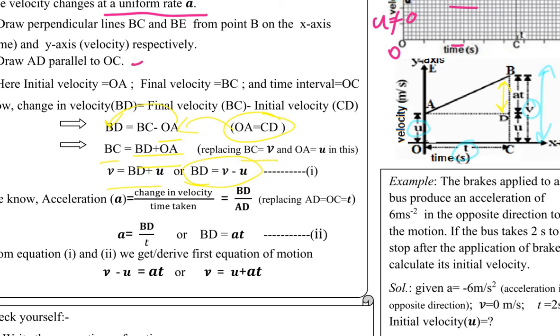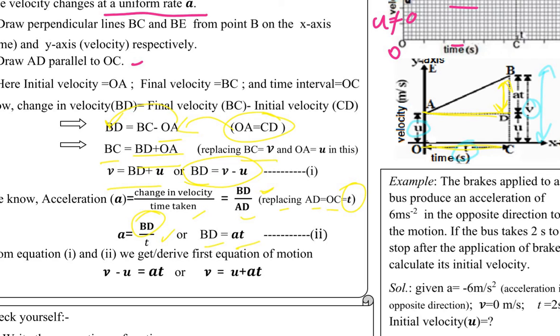Now we know that acceleration a is equal to change in velocity upon time taken. The change in velocity can be represented by BD, that is BD is equal to BC minus OA, as we know. Now BD upon AD. AD is your time taken. AD is equal to OC, both are equal to t. Now we can have a is equal to BD upon t, and by cross multiplying we get BD is equal to a multiplied by t.